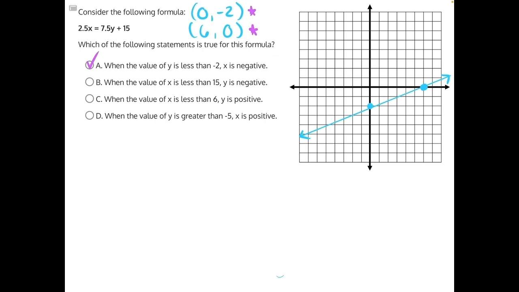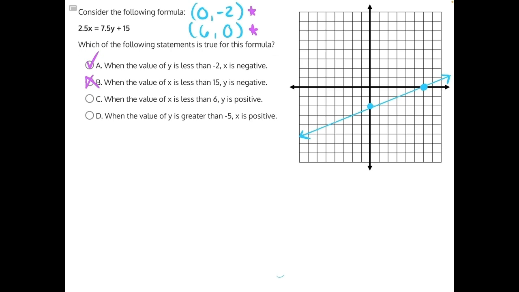B says when the value of x is less than 15, 15 would be way out here somewhere, y is negative. Well, let's say, I'm not going to move the graph, but let's say we start at positive 15 way out here. Less than would be coming up in the left-hand direction this way. All of these y values would be positive until we pass this x-intercept, and once we do, all of the y values will then become negative. So this answer is only partially true, which makes it incorrect.